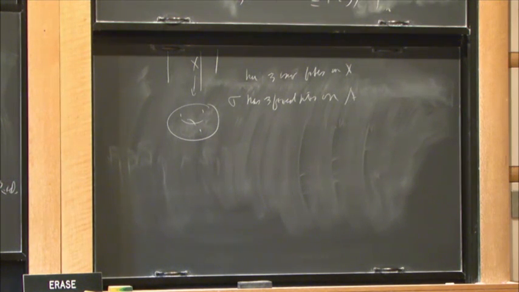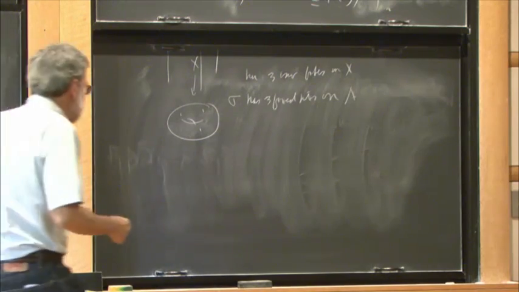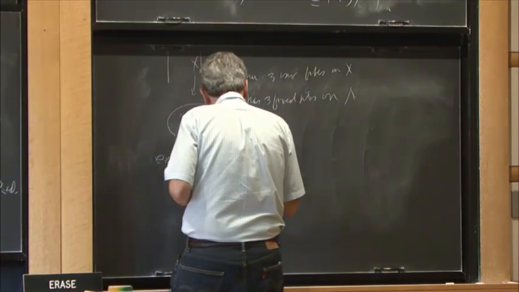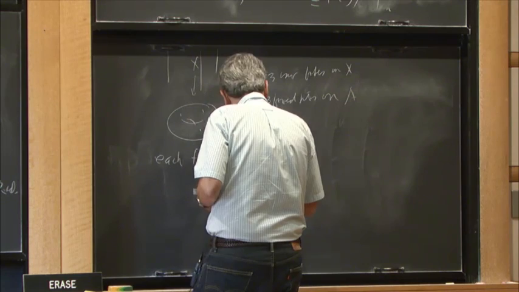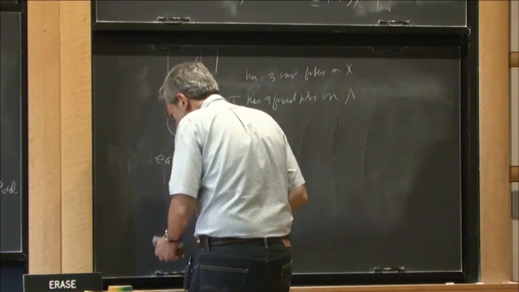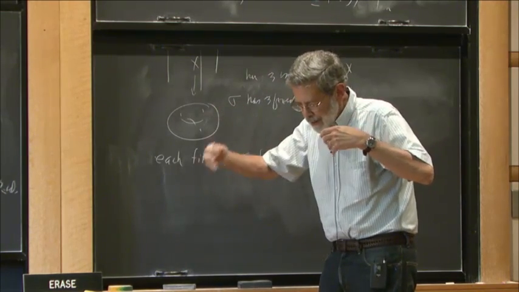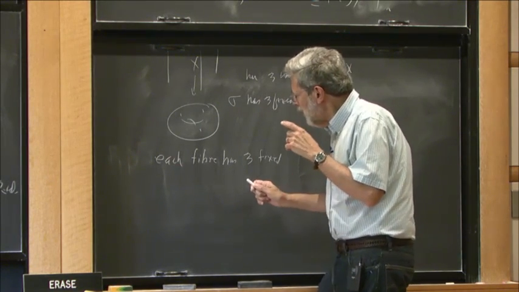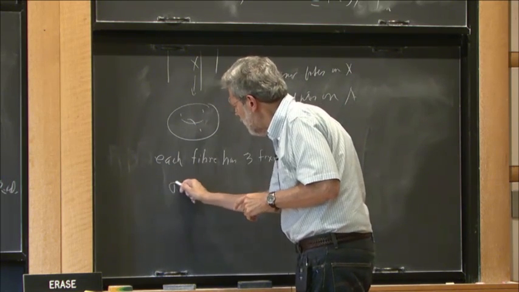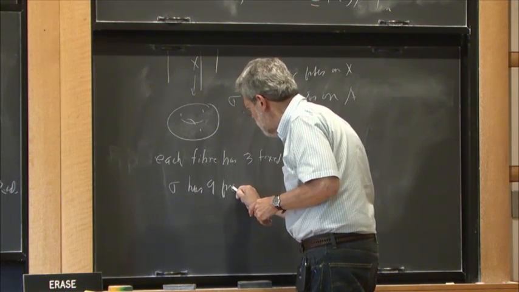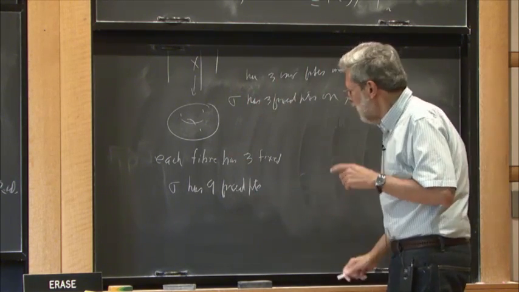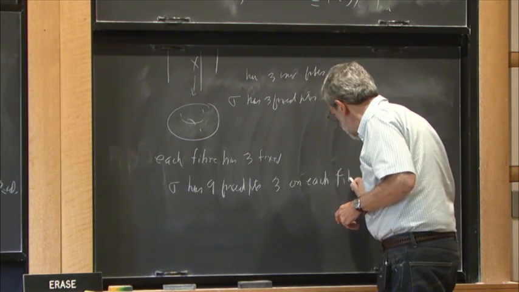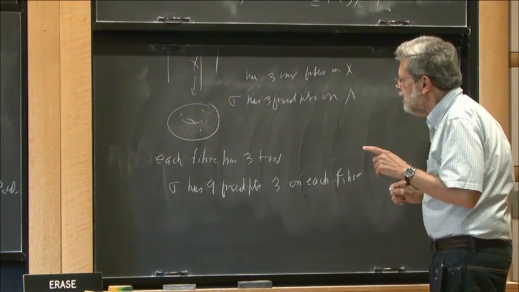Then we also need to know one thing. Each fiber has three fixed points. You can do all sorts of things. You can start experimenting with Lefschetz formulas, holomorphic Lefschetz formulas, and so on. What you find is that sigma has 9 fixed points, and there are 3 on each fiber. And they are distributed in the following way.